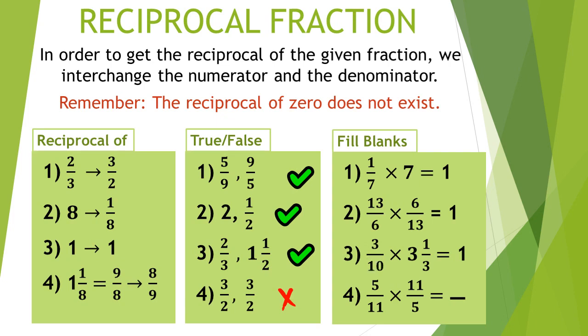Question number 4. 5 upon 11 multiplied by 11 upon 5 is equal to dash. And the answer is yes, 1. Hope you understood reciprocal fractions.